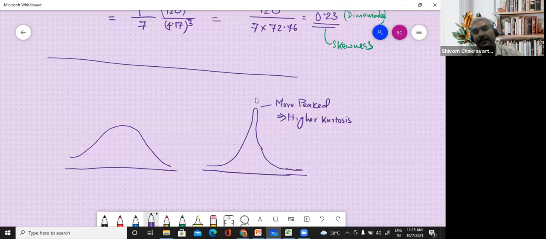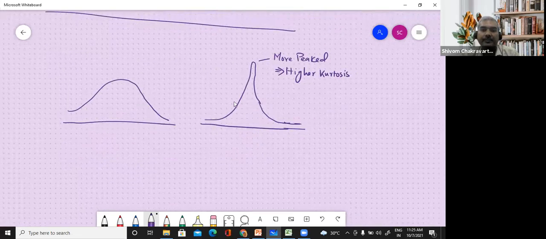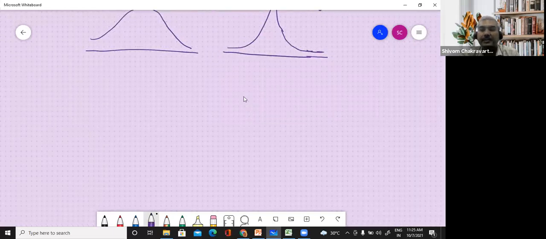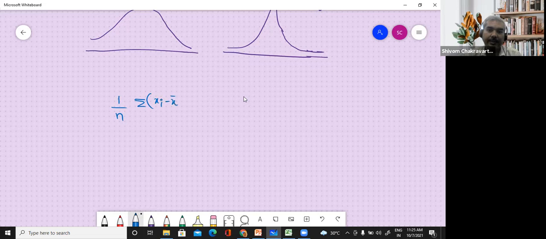Before that, let us discuss the formula to find kurtosis. As I said, the formula to find skewness and the formula to find kurtosis have some resemblance. So kurtosis is simply this: again, 1 by n, the sum of xi minus x bar to the power 4, divided by standard deviation to the power 4. That is the only difference. It seems a small difference, but it changes things a lot.